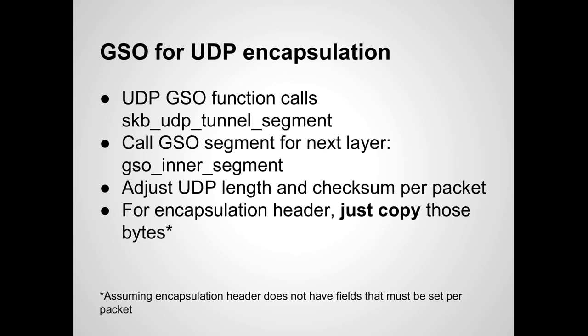Eventually, it gets to TCP. And this is the guy that actually calls the function to create the packets. So on the return path through this call chain, each layer needs to update its layer of the protocol. So in the case of UDP encapsulation, we need to update the UDP length and the checksum because those are per packet. However, for encapsulation, we have a really nice trick in that the current encapsulation protocols and methods that have been implemented don't have any per packet fields that we need to update.